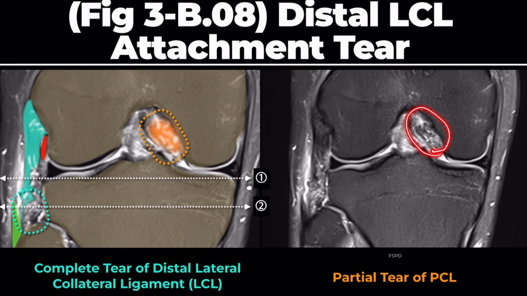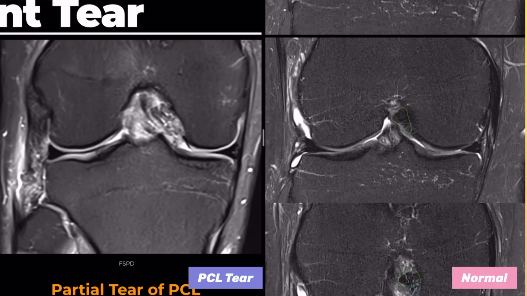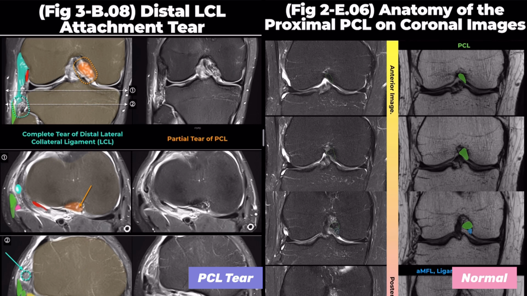In this patient, there is an associated PCL tear, and the area highlighted in orange is the torn PCL. Normally, the proximal PCL appears with low signal intensity, but in this patient, due to the tear, there is thickening and increased signal intensity.